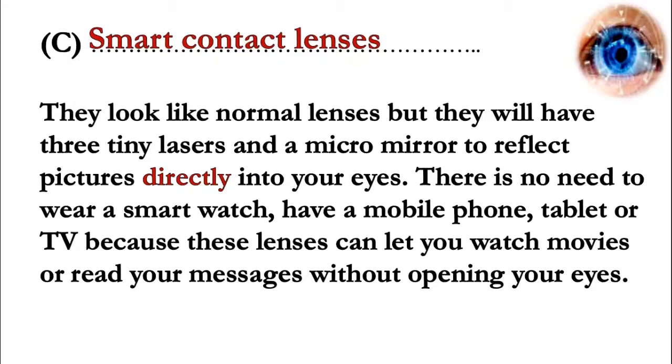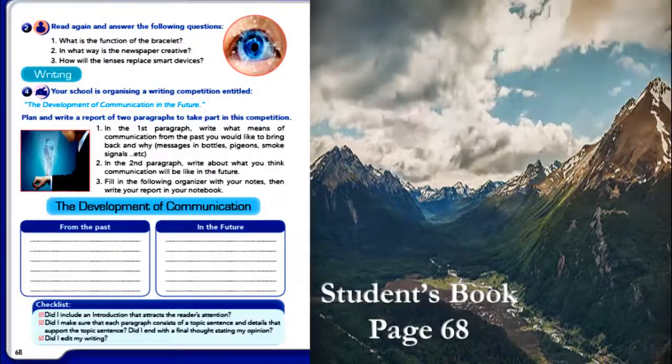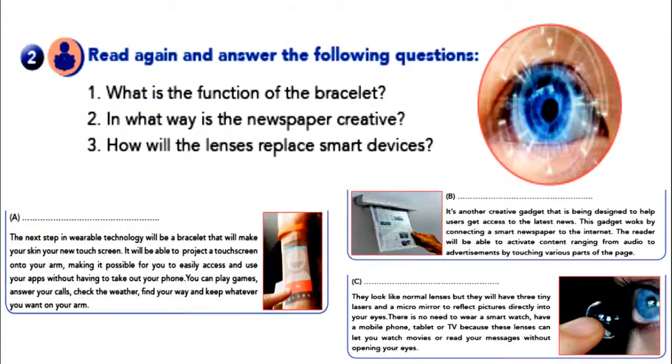We are going to speak about all of them. Now let's move to page 68. Here you are going to read again and answer the following questions. The first question that we have, you are going to say the function of the bracelet. Try to scan the first paragraph and tell me the job of the bracelet. Question number 2, in what way is the newspaper creative? Read paragraph B carefully and tell me in what way is the newspaper creative.